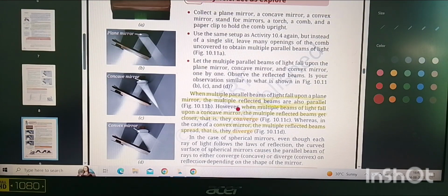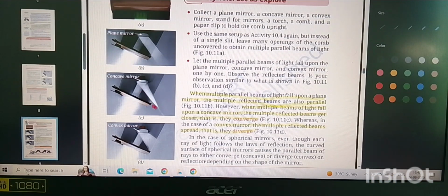So when a light source falls on this plane mirror, we get what kind of reflection? Here, when multiple parallel beams of light fall upon a plane mirror, the multiple reflected beams are also parallel. Here we get parallel rays. And in the second case, when multiple beams of light fall upon a concave mirror, the multiple reflected beams get closer. That is, they converge.